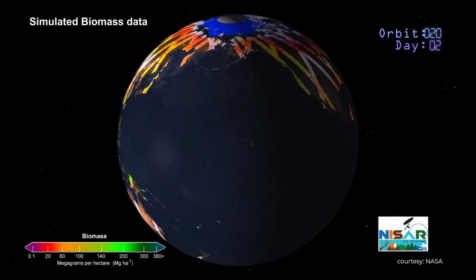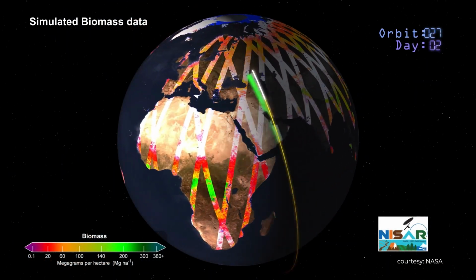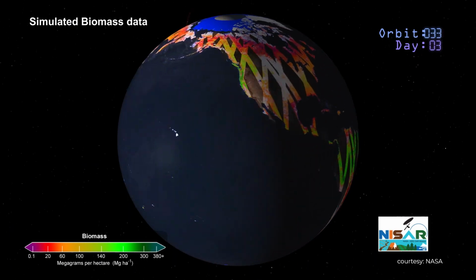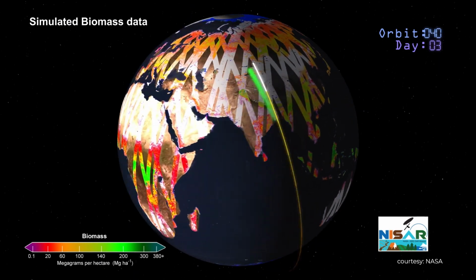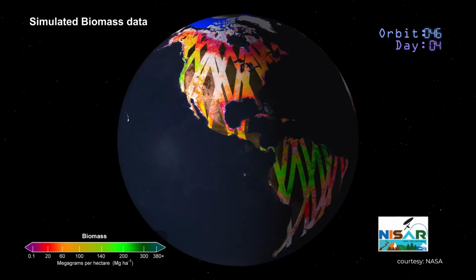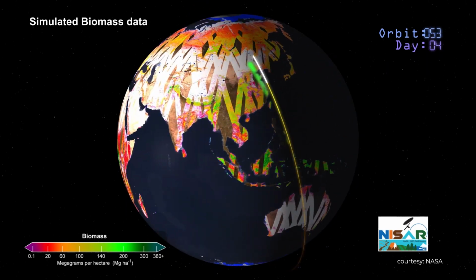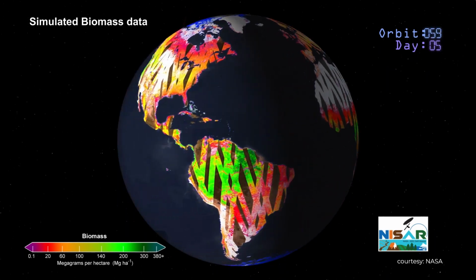the NASA ISRO NISAR mission will measure Earth's changing ecosystems, dynamic surfaces, and ice masses, providing information about biomass, natural hazards, sea level rise, and groundwater, and will support a host of other applications.